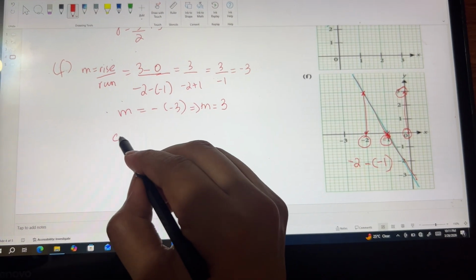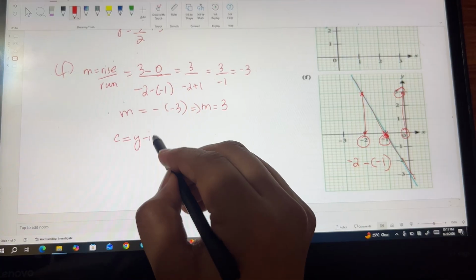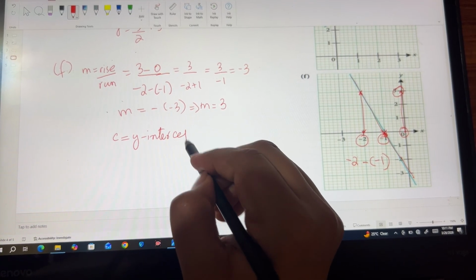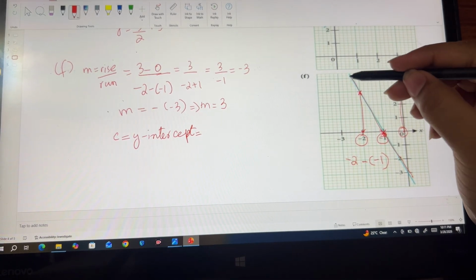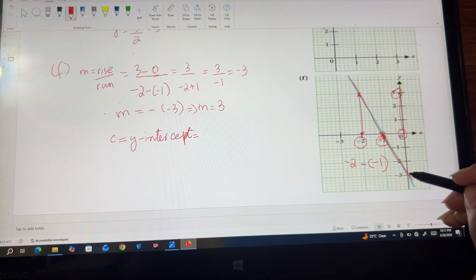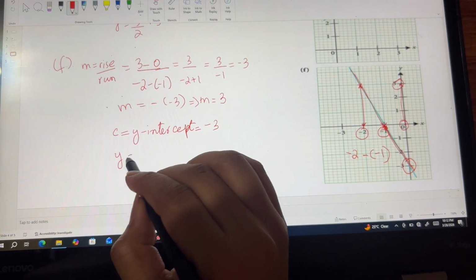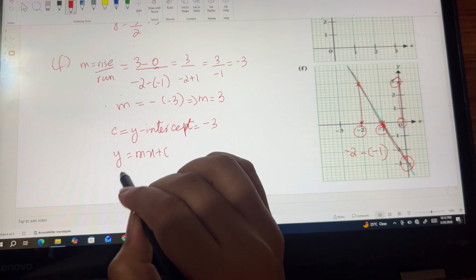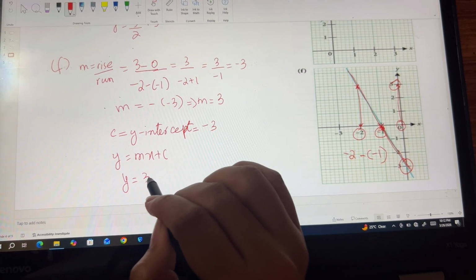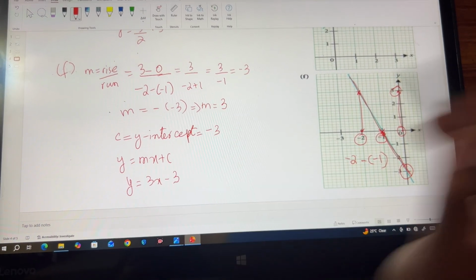Now for C, which is the y-intercept, you see this line is touching the y-axis on minus 3. So my C is minus 3, y equals mx plus c. The equation of the line becomes y equals 3x minus 3.